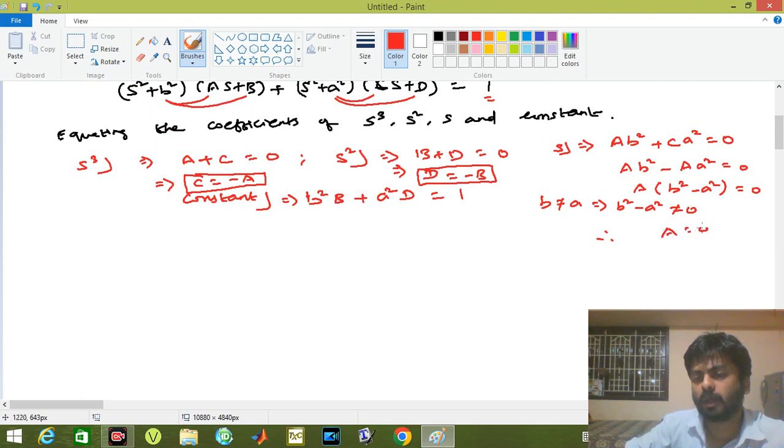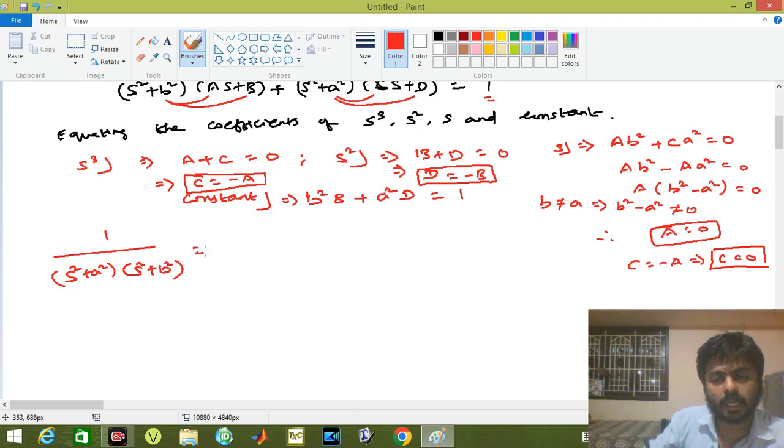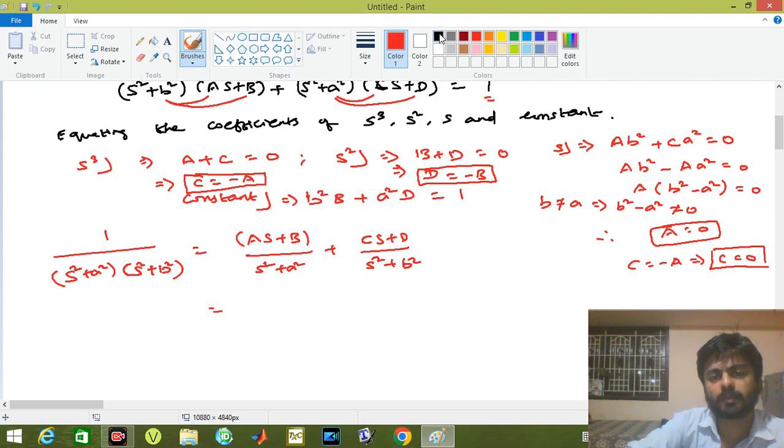Therefore a equal to 0. C equal to minus a means c is also equal to 0. So now we can substitute in the partial fraction: 1 divided by (s square plus a square) into (s square plus b square) can be written as (as plus b) divided by (s square plus a square) plus (cs plus d) divided by (s square plus b square). Here the values are a equal to 0 and c equal to 0.